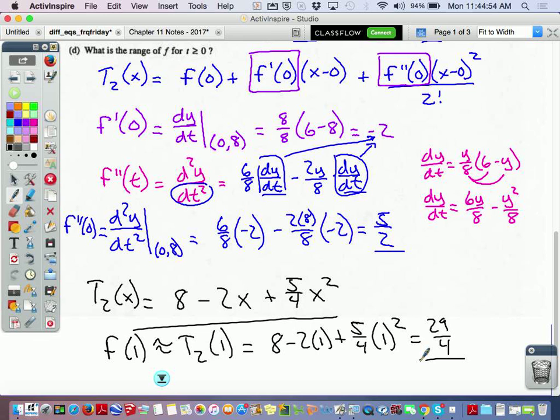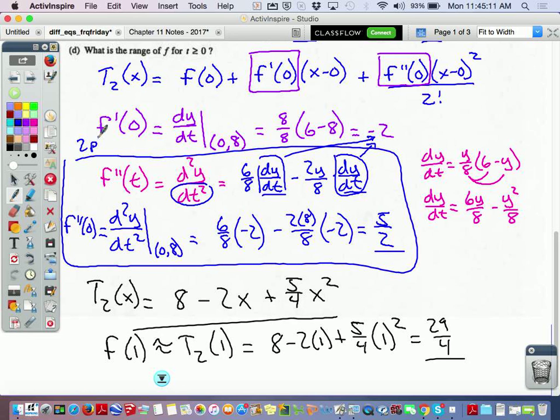Like I said, this whole problem was worth 4 points. I'll show you where those 4 points come from. The first point you get is by finding the second derivative. So basically all of this was 2 points: finding it, and then evaluating it. Actually writing out your Taylor polynomial, that was a point. And then this approximation right here was a point. So that's our 4 points for that one.